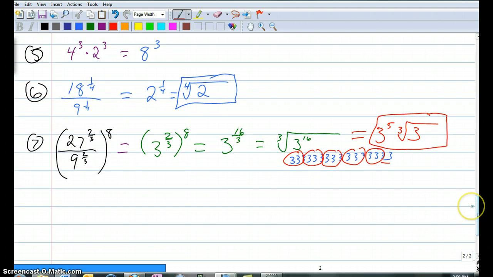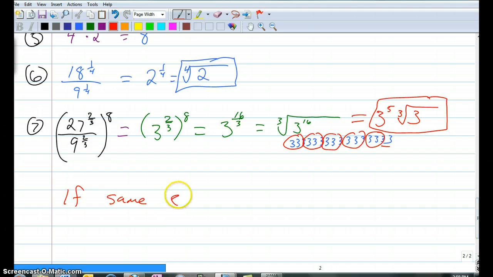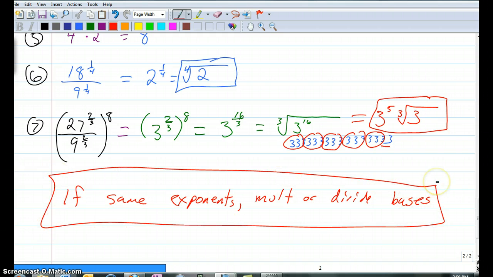All right, so that kind of brings us to a new rule. If they have the same, well, what did all these have in common? They had the same exponents. Check it out. 4 to the 3rd times 2 to the 3rd. Even this first one, to the first, to the first, to the first. If they have the same exponents, then we can multiply or divide the bases.